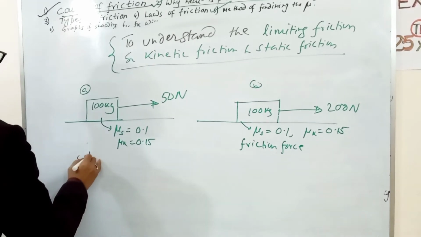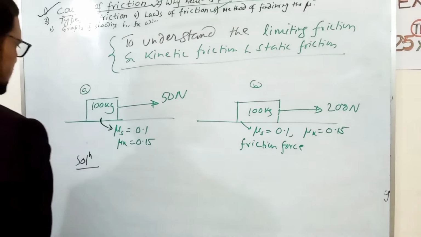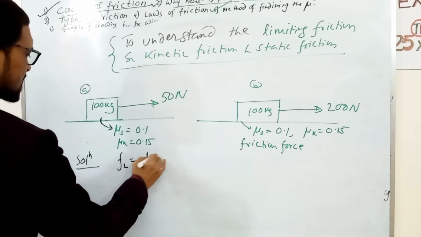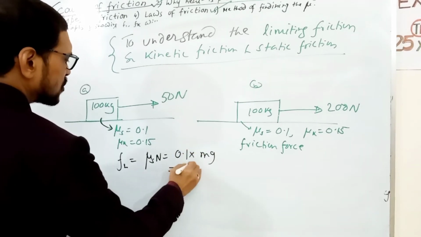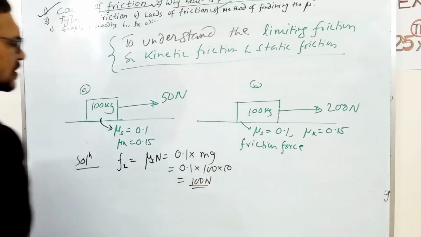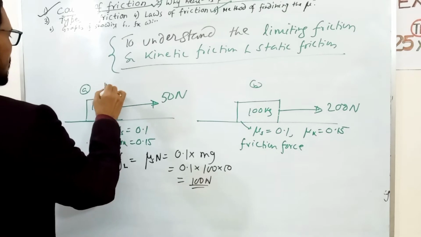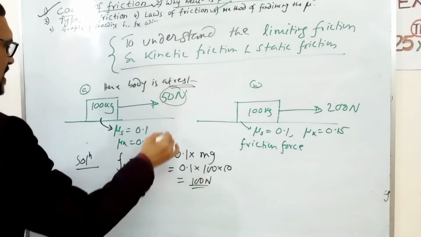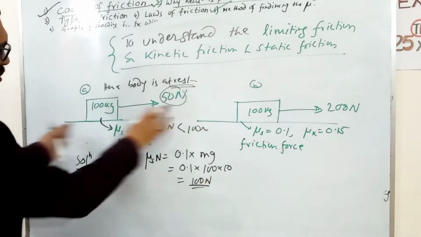Now the solution becomes: first we calculate the maximum friction force. What is the maximum friction force? That is the limiting friction. The limiting friction formula is mu s into n. Mu s is 0.1, n is mg, which is 100 times g, where g is 10, so 0.1 into 100 into 10, that is 100 newton. Now the limiting friction is 100 newton, but the applied force is 50 newton. So the body cannot move, the body is at rest, because 50 newton is less than 100 newton. The limiting friction is more and the applied force is less, so the body cannot move.